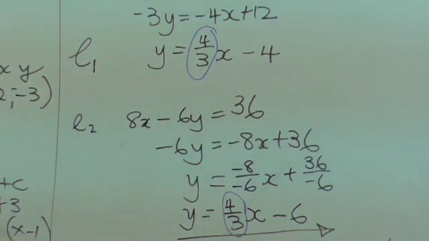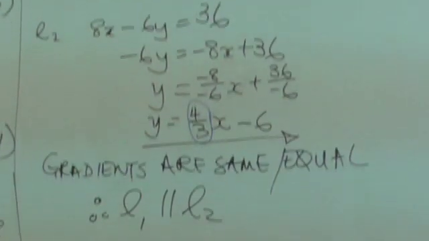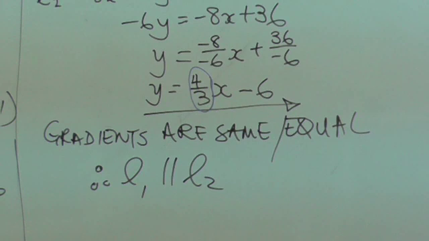Alright, so you have to bring it to standard form, then compare the gradients. If the gradients are the same or equal, then the lines are parallel. If the gradients are not the same, then the lines are not parallel. But in this case, the gradients are the same, therefore the lines are parallel. Alright, so that was number 13, and we'll move on to number 14.